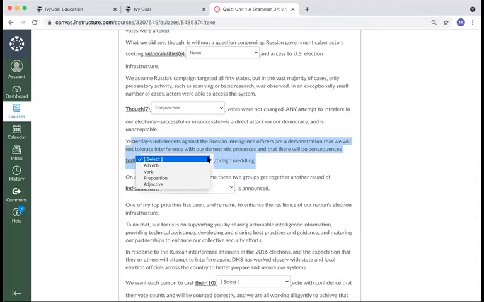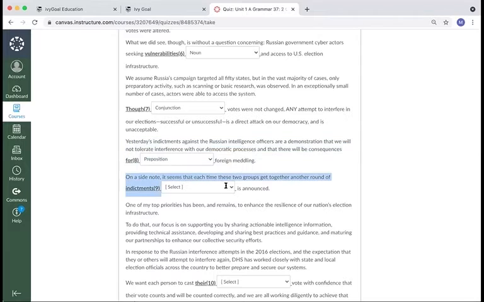Okay. Adverb, verb, preposition, or adjective? Preposition. Good. All right. Go ahead and choose somebody. I'll go with Alvin again.